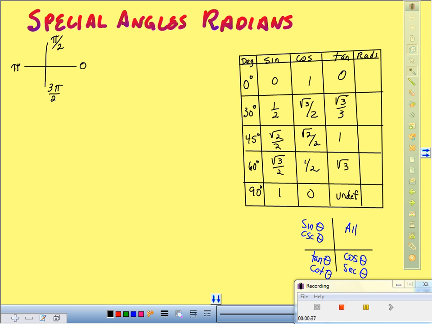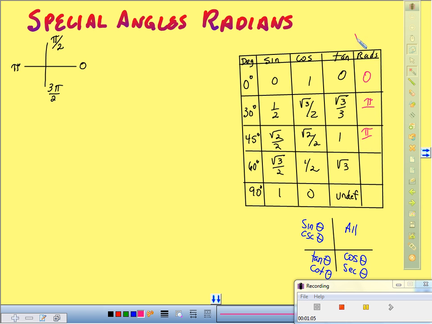What we need to do is also alter our special angle table. So I'm going to go over here to the special angle table, and we've noticed we've got another column called radians. And we have to figure out 0 degrees is how many radians. Well, if you have no degrees, you also have no radians, so that's 0. But the rest of them will turn out to be pi divided by some number.